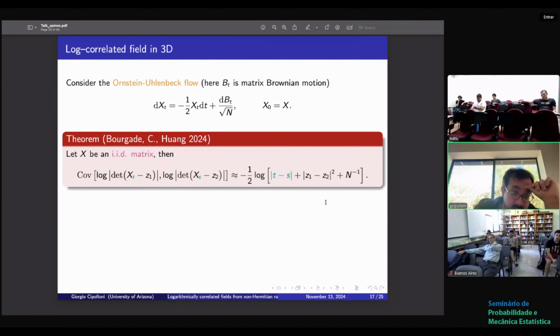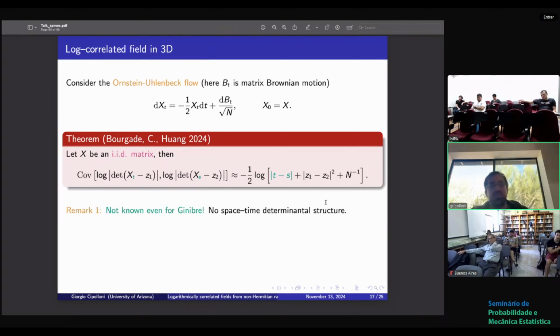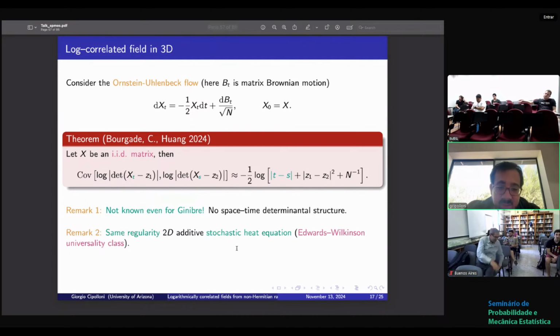So I have a few comments about it. The first thing is that, unlike the previous result, this was not known even in the Gaussian case. So if we have, say, complex Gaussian entries or real, this result was not known because the result by Rider and Virag relies on some explicit determinantal structure, which is available in the complex Gaussian case and also known in the real case, but there is no space-time explicit determinantal structure for the joint correlation in space and time of these eigenvalues. So that's why it was not known even in the Gaussian case.